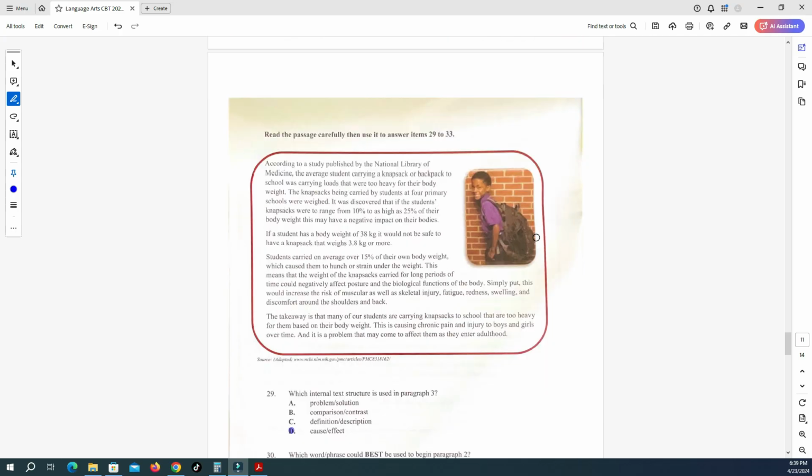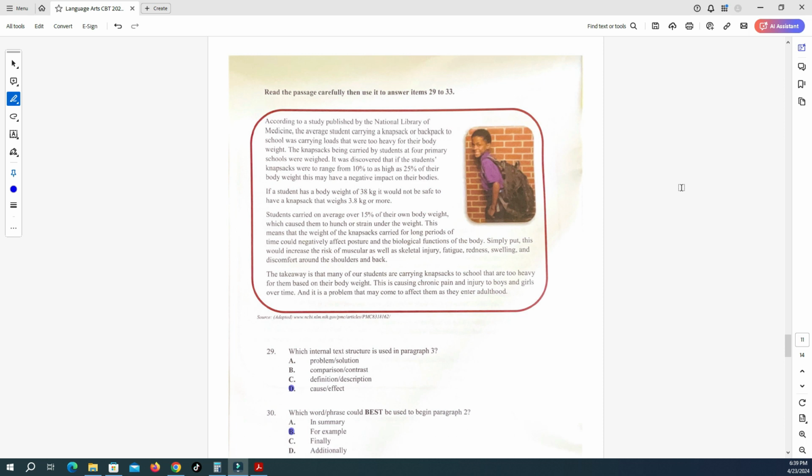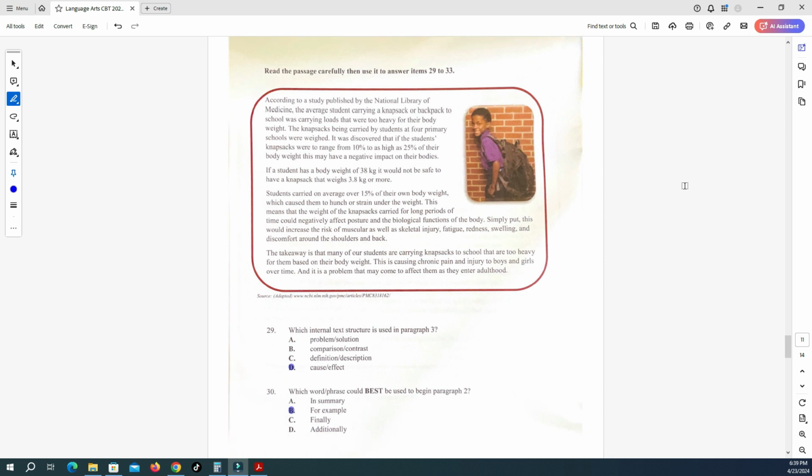Read the passage carefully. Then use it to answer items 29 to 33. So more reading. Man, it's a lot. According to a study published by the National Library of Medicine, the average student carrying a knapsack or backpack to school was carrying loads that were too heavy for their body weight. The knapsacks being carried by students at 4 primary schools were weighed. It was discovered that if the students' knapsacks were to range from 10% to as high as 25% of their body weight, this may have a negative impact on their bodies.